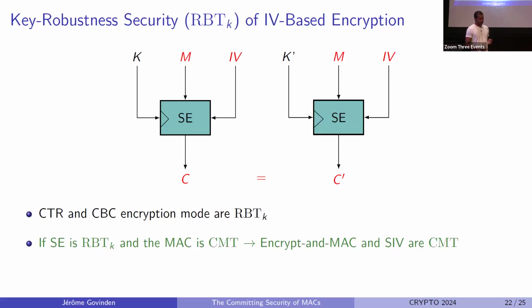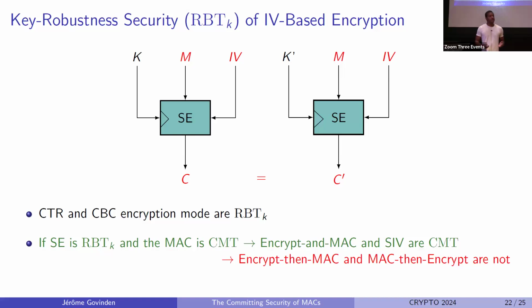And then as a positive result, we obtain that if the symmetric encryption mode is key robust and the MAC is context committing, then encrypt-and-MAC and SIV are also context committing. However, there are also some negative results: with the same assumption, encrypt-then-MAC and MAC-then-encrypt are not context committing. So we then took a closer look at the attacks on this generic composition, and we noticed that they all use the fact that the encryption and the MAC part use two independent keys.